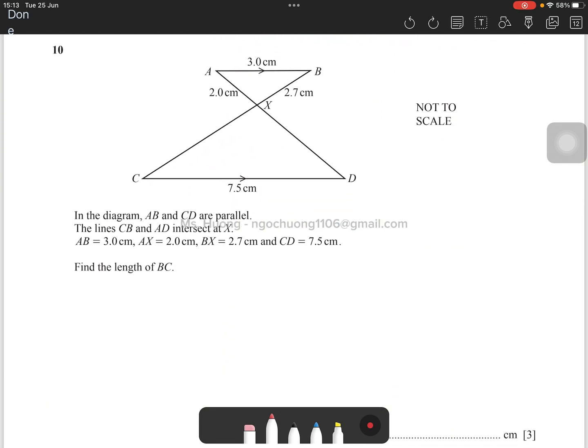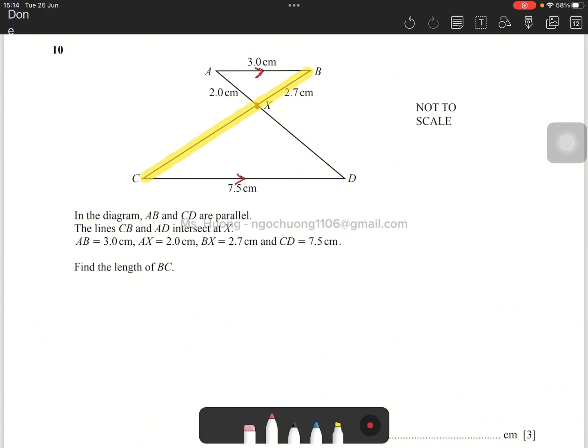Question 10. In the diagram, AB and CD are parallel. The lines CB and AD intersect at X. Here it is. The line AB is 3 centimeters, AX is 2 centimeters, BX is 2.7 centimeters, and CD is 7.5 centimeters. Find the length of BC.